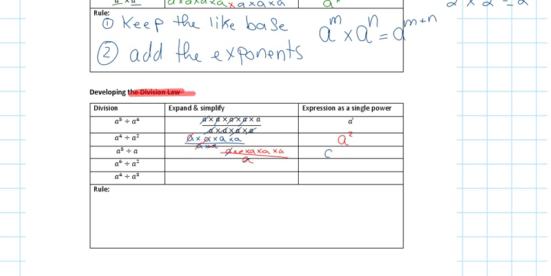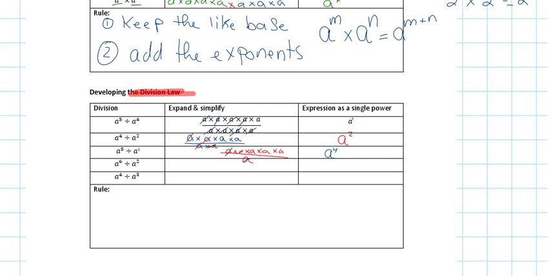Did you catch on to the trend yet? What is happening? Same base, subtract the exponents. If I take 5 minus 4, that gives me 1. If I take 4 minus 2, that gives me 2. 5 minus 1 is 4. In division you subtract, and in multiplication you add. So what do you think the answer is going to be for the next one?